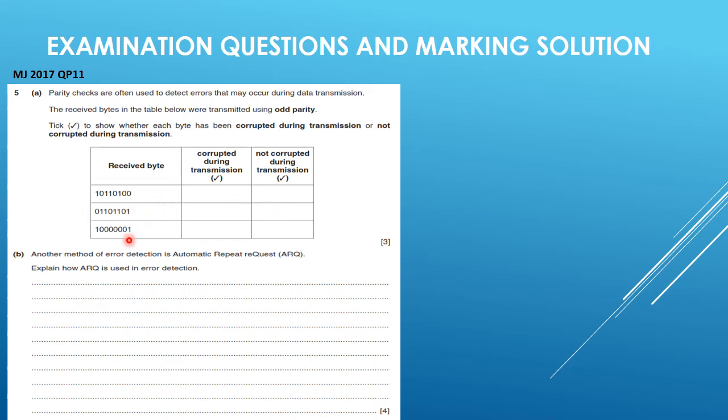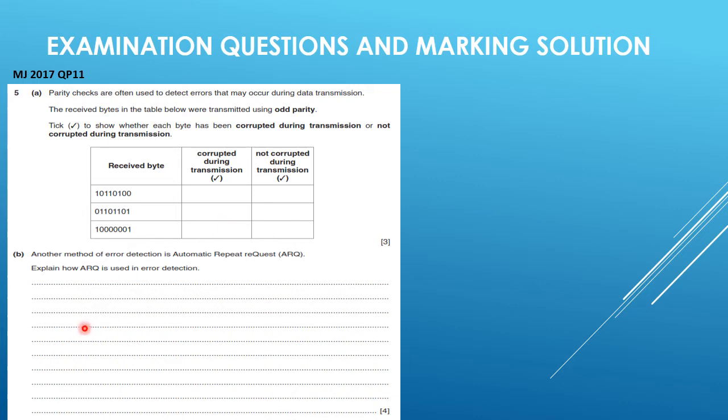And in the third byte, there is one number of 1, and according to the odd parity, this is corrupted. Yes, this is corrupted, so I will straight away mark a tick here. So this is how I need to mark it, and my concept of odd parity and even parity needs to be very, very clear to solve this question.